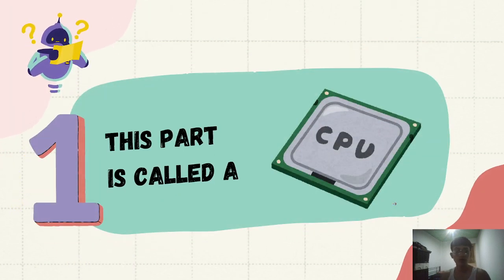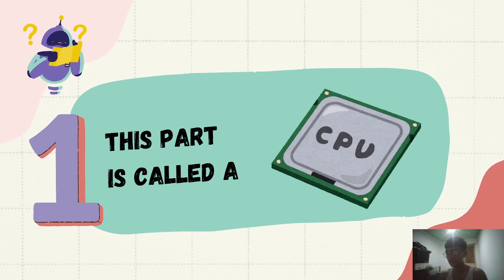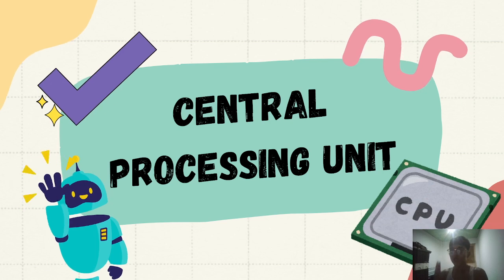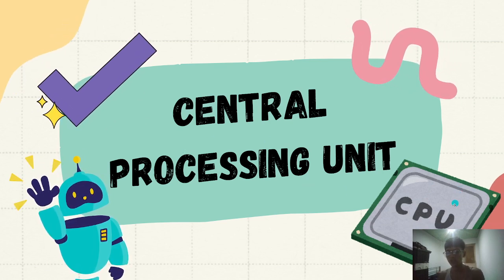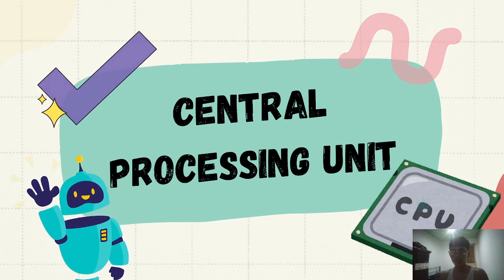So, what do you think this part is called? It's obviously there. This is a central processing unit. So what is the main purpose of it, and what is a CPU, or central processing unit?